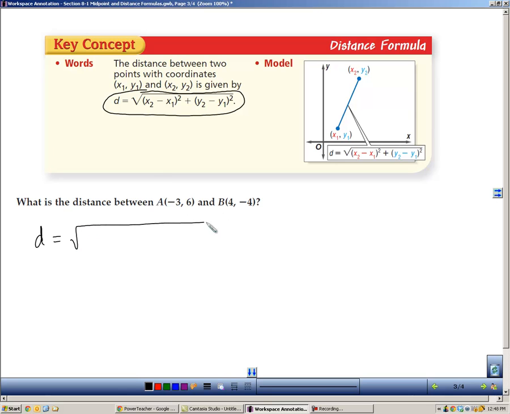So I'm going to take the square root of the x's. So I'm going to go -3 minus 4. We square that and add it to the difference of the y's. So 6 minus -4. So now we can simplify that. -3 minus 4 is -7, and 7 squared is 49. Minus a negative here is plus. 6 plus 4 is 10, and 10 squared is 100.